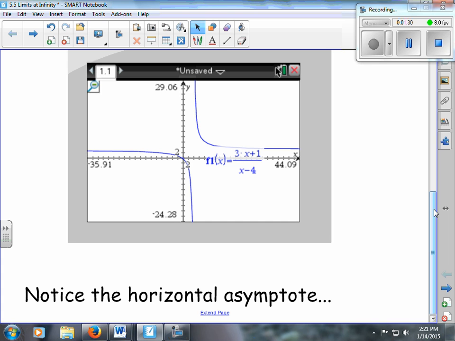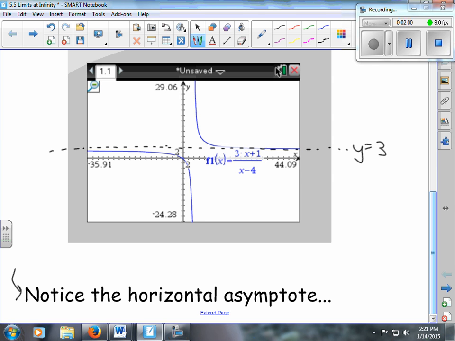Okay, and now here I have graphed our function in question. I have a picture of the graph of the function in question, 3x plus 1 over x minus 4. And what I want you to do is notice the horizontal asymptote. There's a horizontal asymptote that's happening probably right about here. And what is the equation of this horizontal asymptote? Well, it's y equals 3.